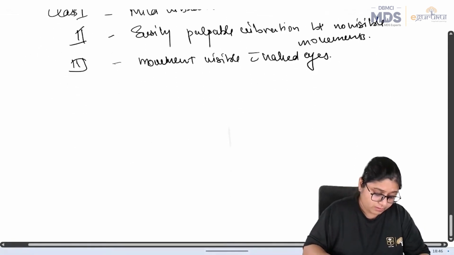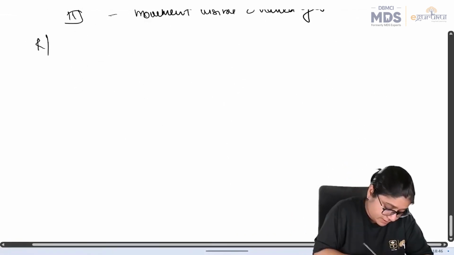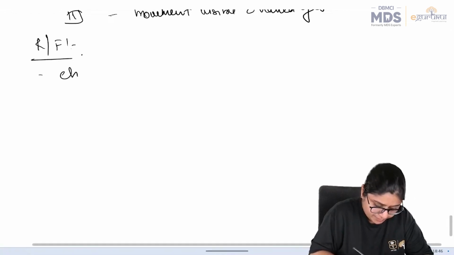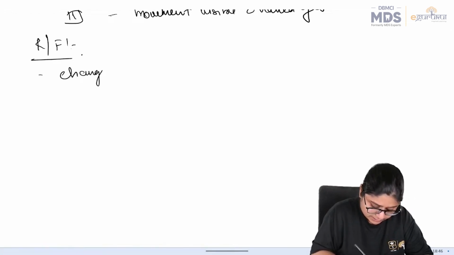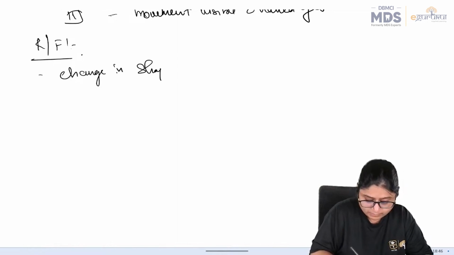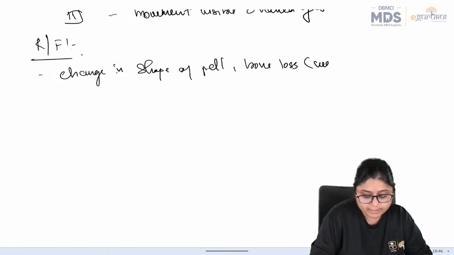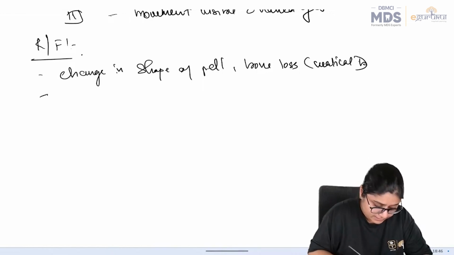Okay. Now, radiographic signs of trauma from occlusion are change in the shape of the PDL, and bone loss, mostly vertical bone loss. Then there is thickening of the lamina dura.